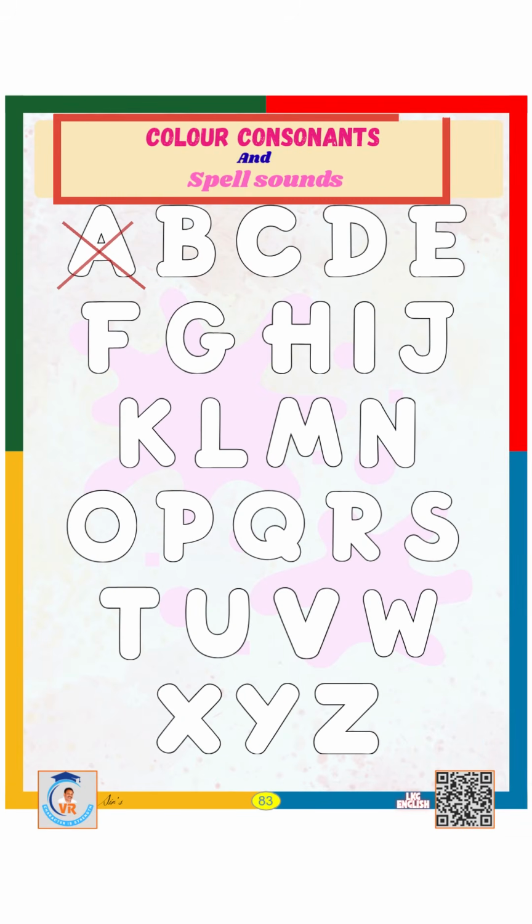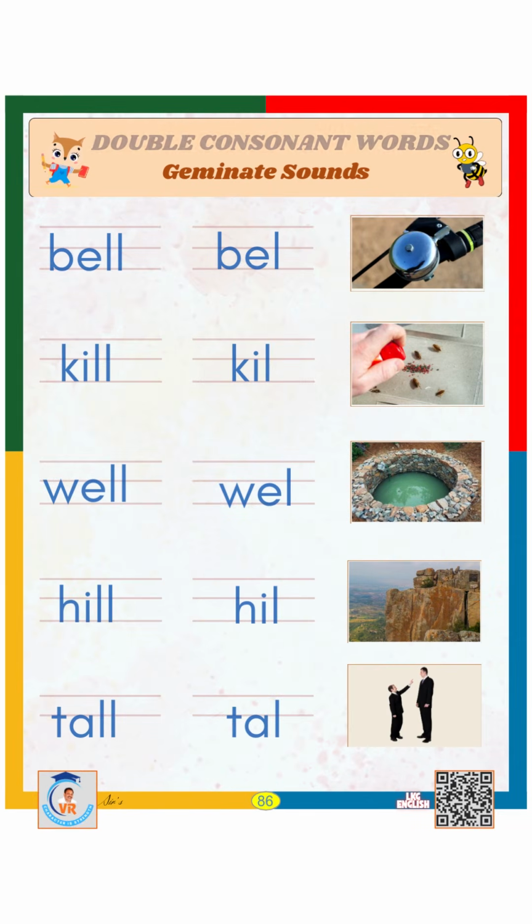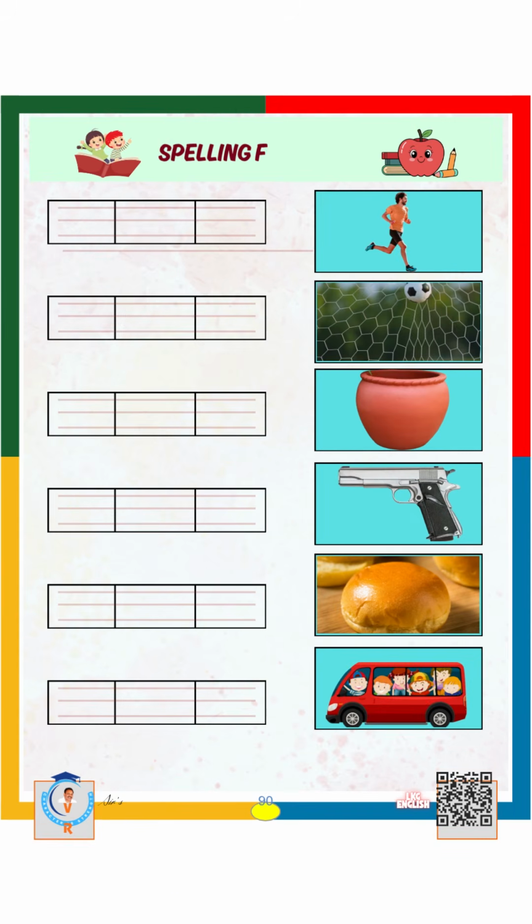Coloring vowels and consonants. Writing small letters to capitals again. Double consonant words like bell, kill are given. Child starts to write the spelling run: R, U for U, N for N, N.